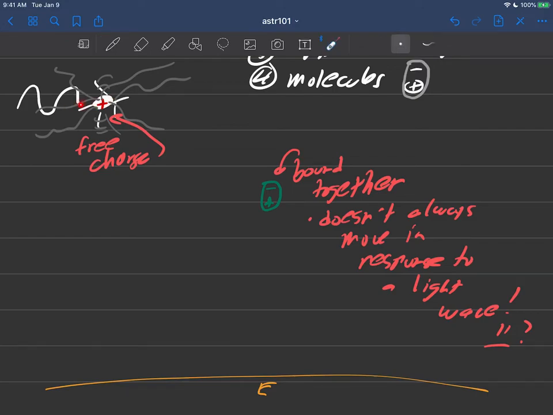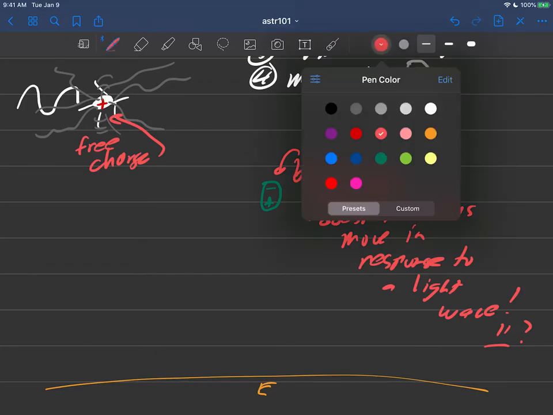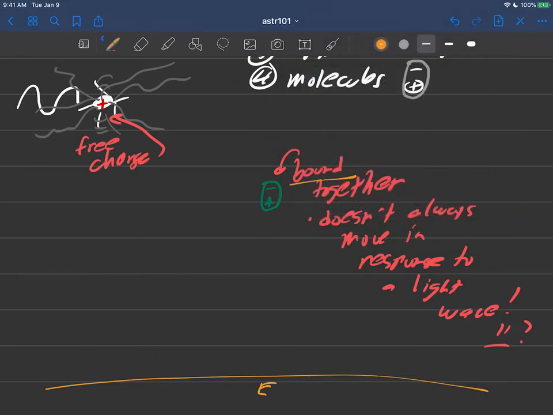The free charge always moves no matter what. But when you start to get bound in a molecule, you start to develop your own properties and your own structure. And that's what chemistry is about, molecular structure and things like that. And one of the consequences of being bound together is that you don't always move in response to a light wave. So let me tell you how nitrogen and oxygen behave now. Okay, so we have the sun over here.